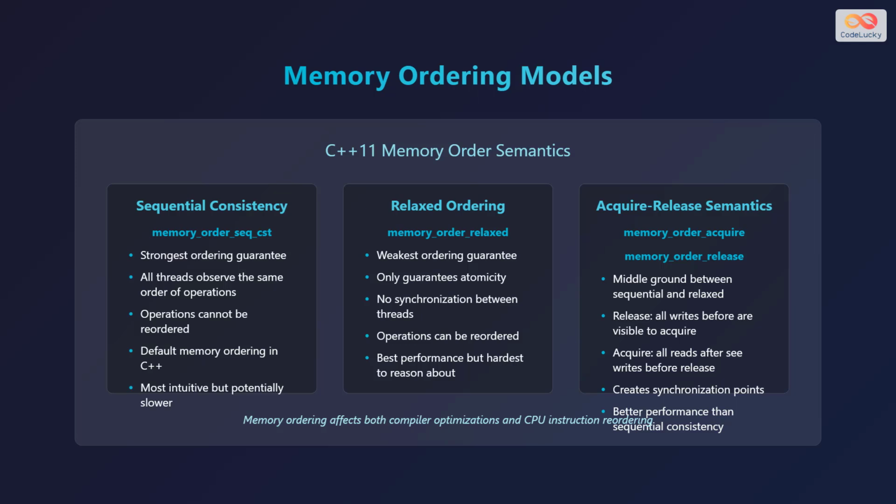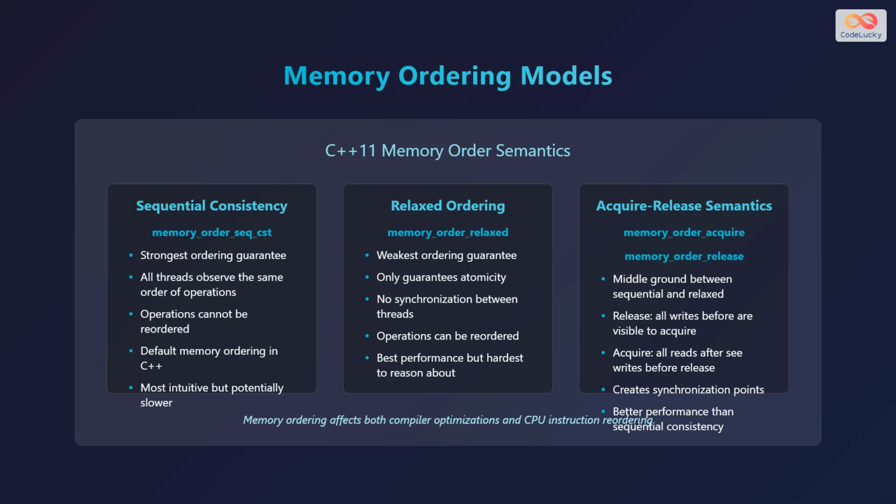On the other extreme, there is relaxed ordering, indicated by memory_order_relaxed. This is the weakest ordering guarantee, and only ensures atomicity. It provides no synchronization between threads, operations can be reordered, and it offers the best performance, but is the hardest to reason about.